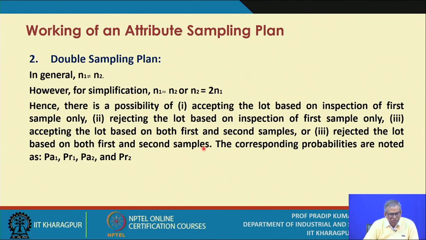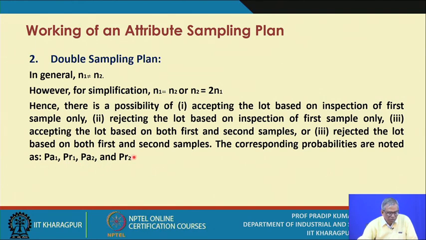The corresponding probabilities are noted as P subscript A1, the probability of accepting the lot based on the first sample. P subscript R1 is the probability of rejecting the lot based on the first sample. P subscript A2 is the probability of acceptance based on the first and the second sample, when you have to go to the second stage. Similarly, P subscript R2 is the probability of rejecting the lot based on the combined sample. So these are the four notations.